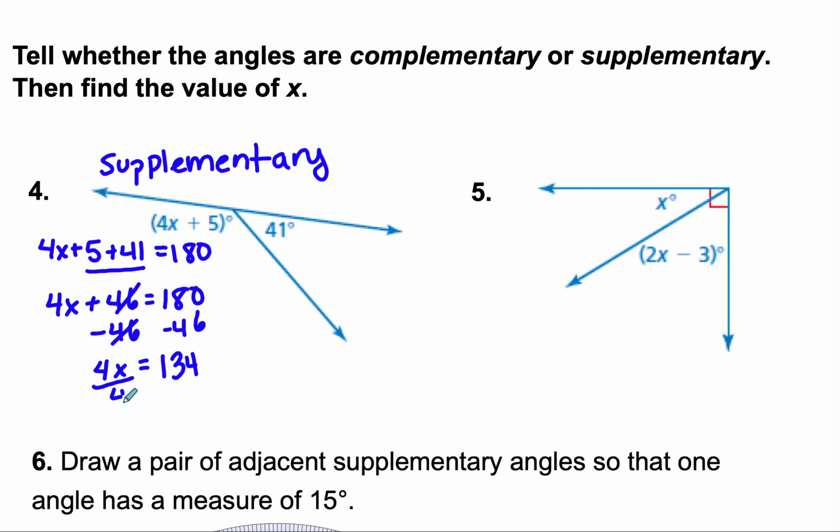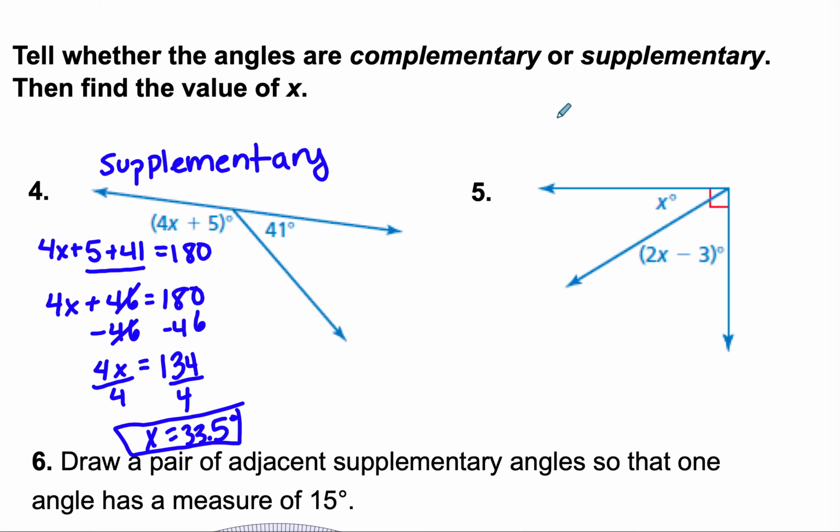And then to get rid of the times 4, I'm going to divide by 4, and I get x equals 33 and a half degrees. Don't forget about that degrees label on your answer.